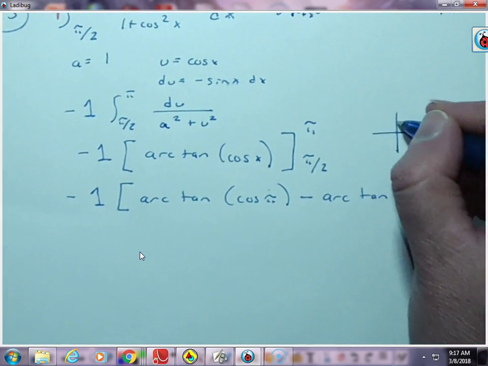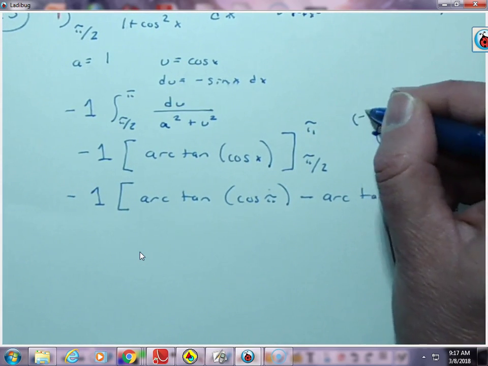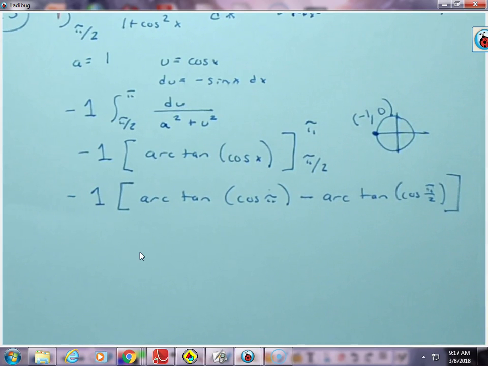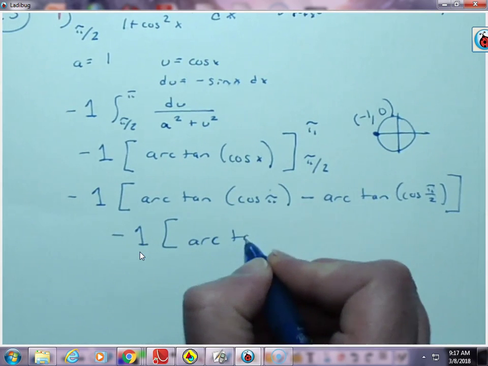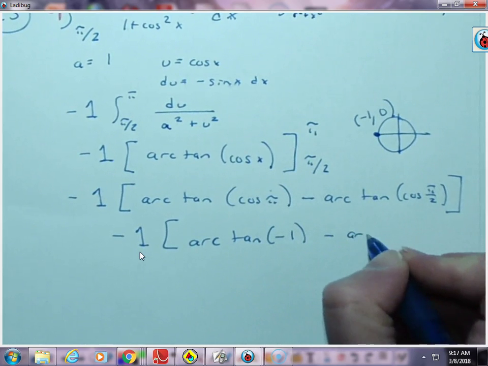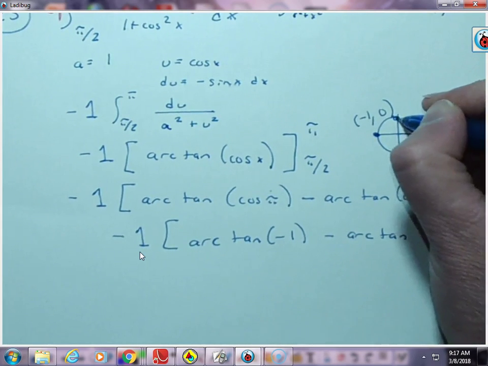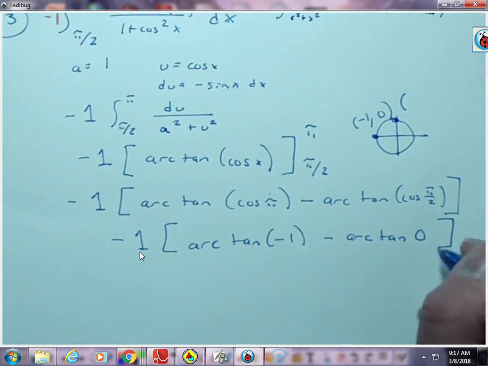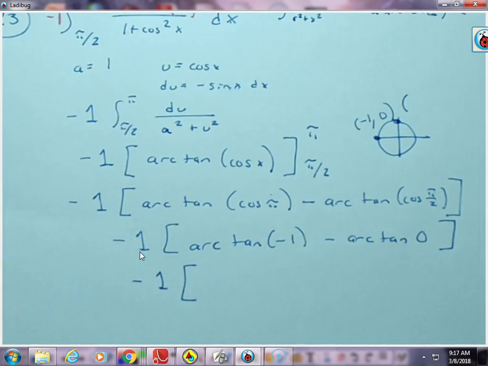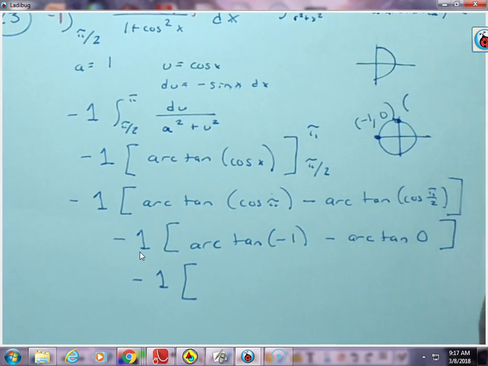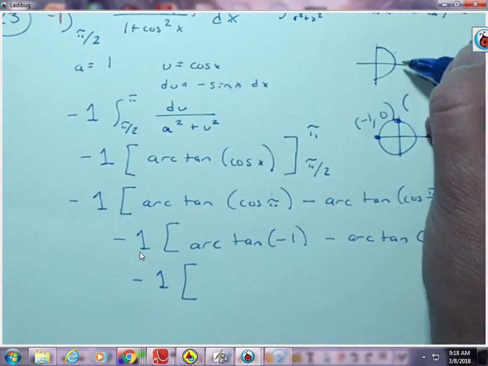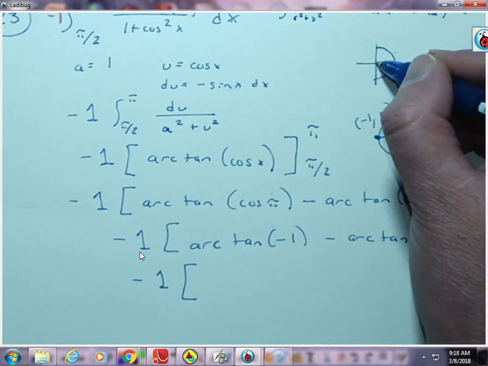And so when you think about where pi is, it's right here, negative 1, 0. So what is the cosine of pi? So this would be arctan of negative 1 minus arctan, good. Okay, so the question is, what's the arctan of negative 1? I want an angle. So when you look at arctan, you're looking in the first and fourth quadrants. That's where the answers are supposed to come out.